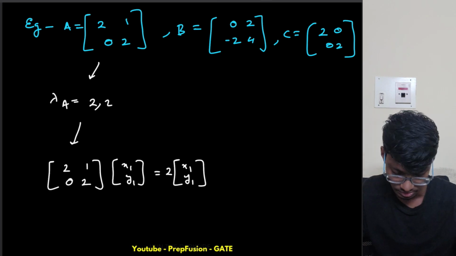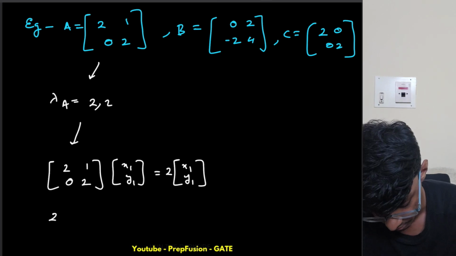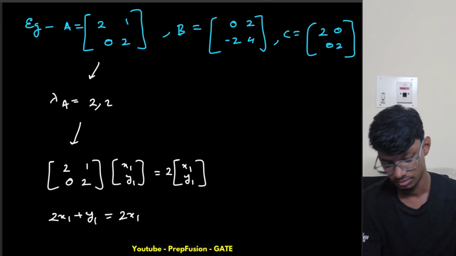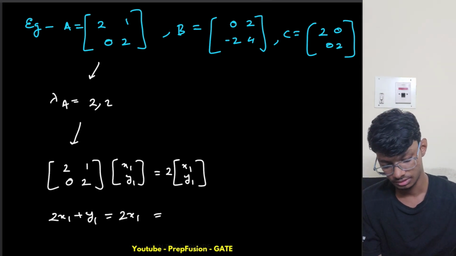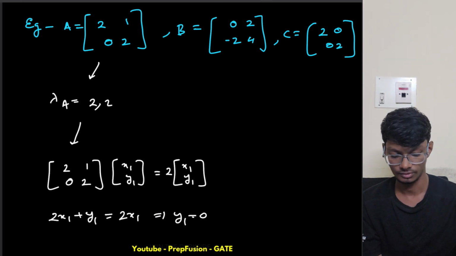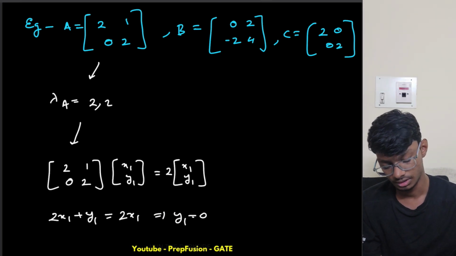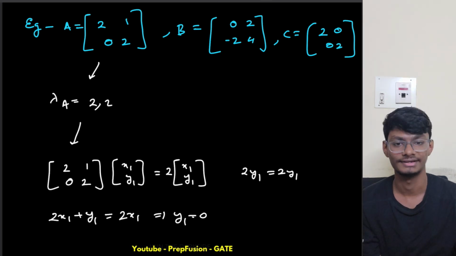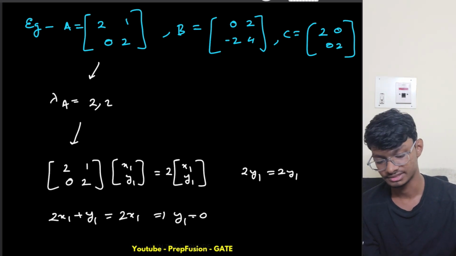So what do I get? This is 2x1 plus y1, right? 2x1 plus y1 equals 2x1. So from this equation I get y1 equals 0. Okay, y1 is 0, fixed. Now in the second row, if I solve it, this is 2y1 equals 2y1 itself. So I don't get any relation. So x can take any value.